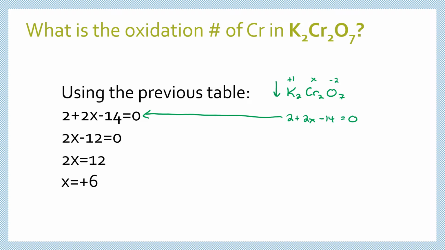So we solve for x, y'all. I combine my like terms. 2 and a -14 gets me a -12. Move 12 over onto the other side to try to get x by itself. To get x by itself there, we divide both sides by 2. And we get the oxidation state or number of Cr is a +6.